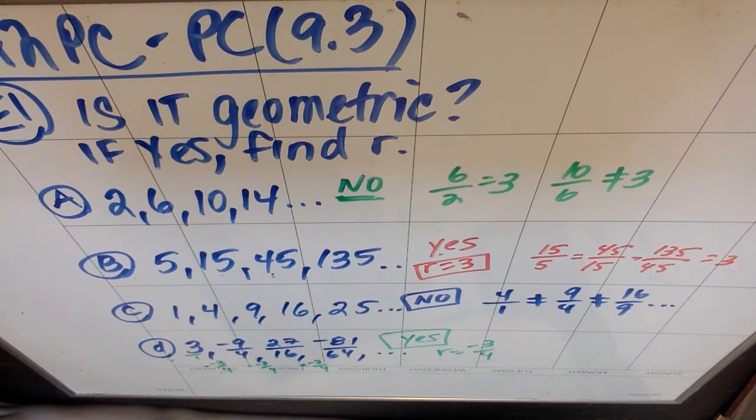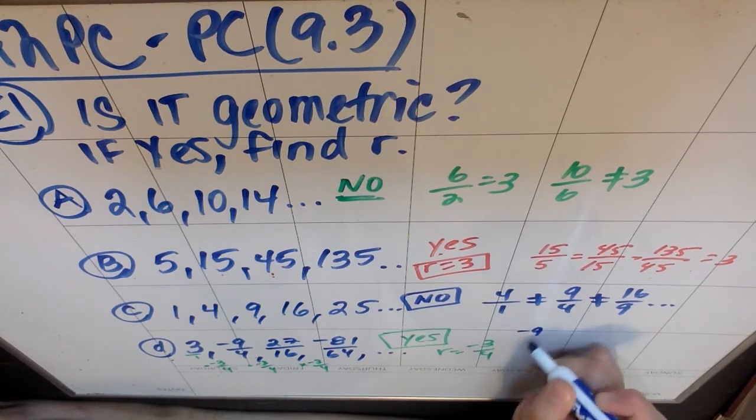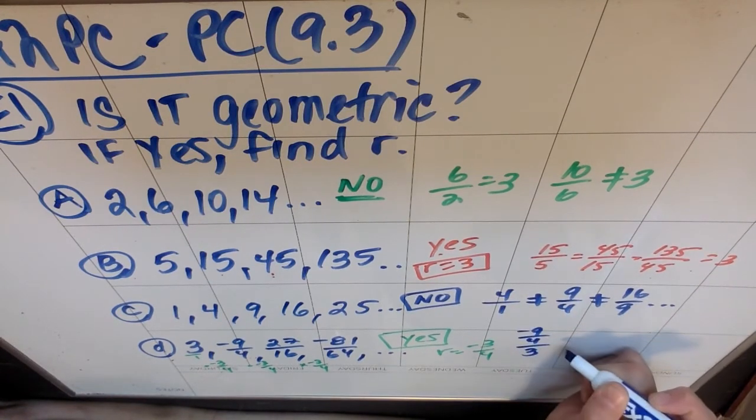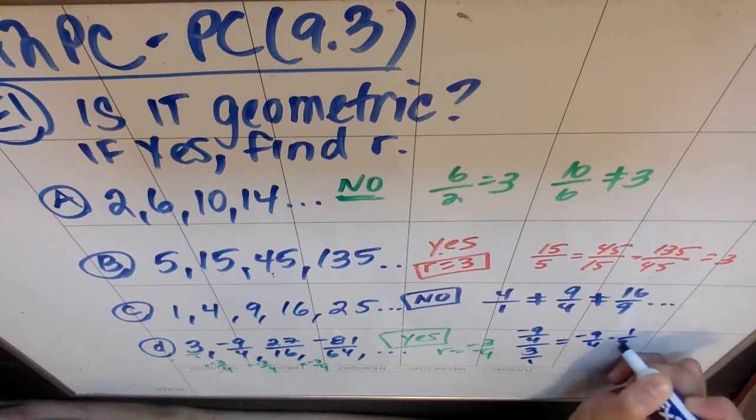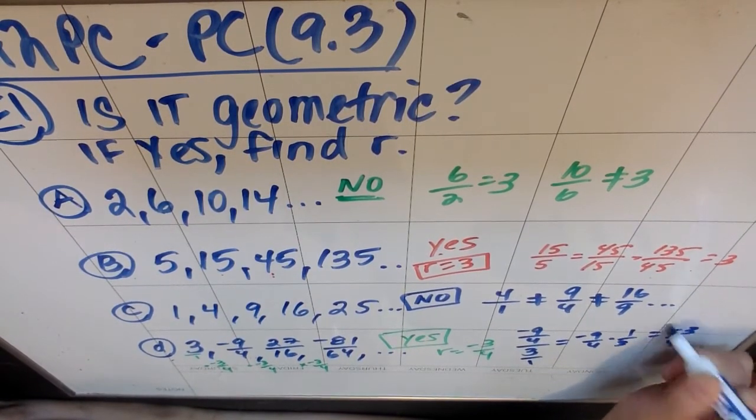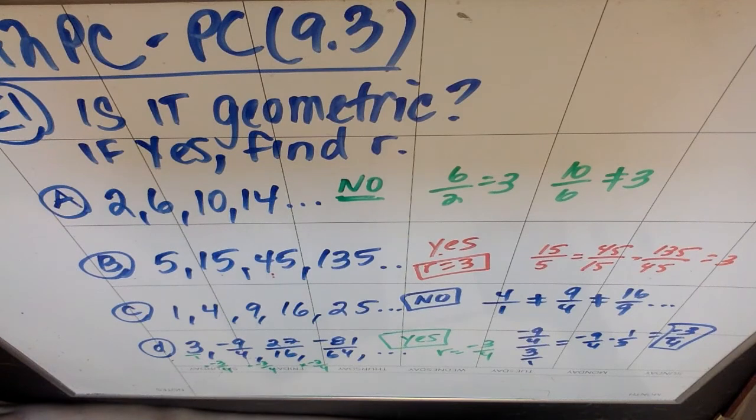And again, if you wanted to see that in a mathier way, that's totally fine. The mathier way is that you would put negative 9/4 over 3, which, if you clean that up, is negative 9/4 times 1/3, which is how I get negative 3/4. You could do that with all of those fractions, and you would find that they all have the same ratio of negative 3/4. So again, B and D were geometric, and A and C were not.